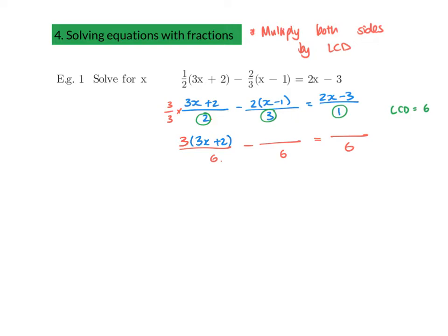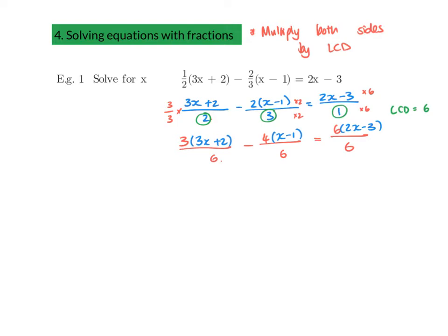In the next fraction, I've got a denominator of 3. So to make my denominator 6, I'd need to double the top and the bottom. So I'm going to get 2 times 2 gives me 4 times by x minus 1. And the last fraction, I have a denominator of 1, so I need to multiply that denominator and numerator by 6. So that means I'm going to get 6 times by 2x minus 3.